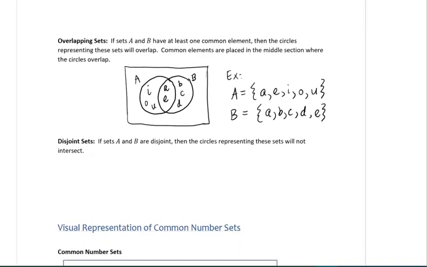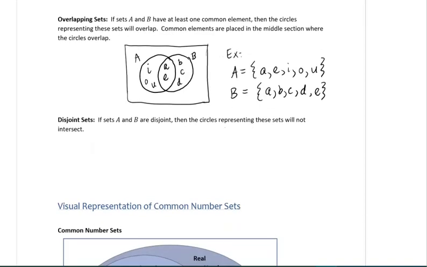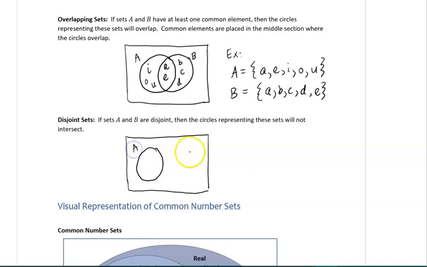And we saw earlier examples of disjoint sets. If sets A and B are disjoint, then the circles representing these sets will not intersect. Recall that disjoint sets do not share a common element. And so if sets A and B are disjoint, these would not overlap.